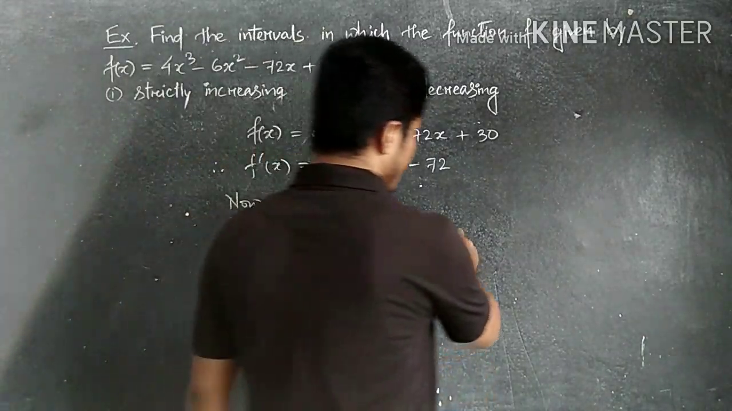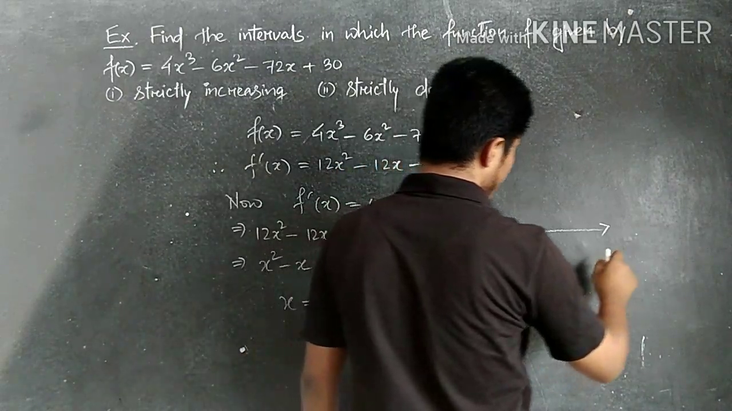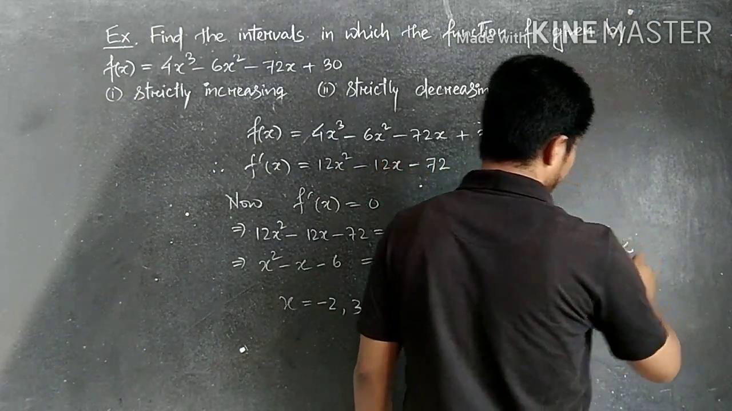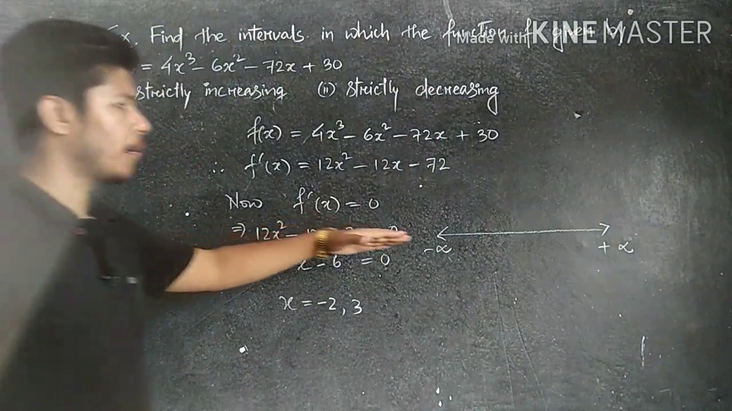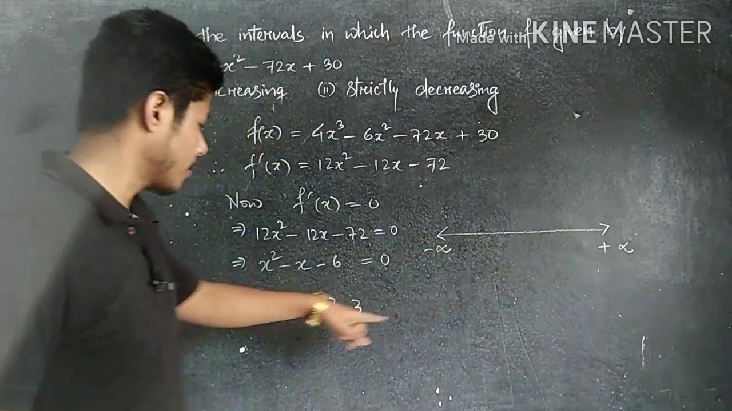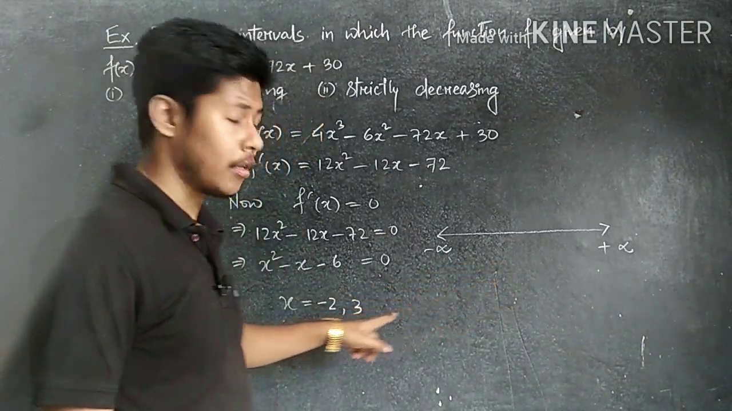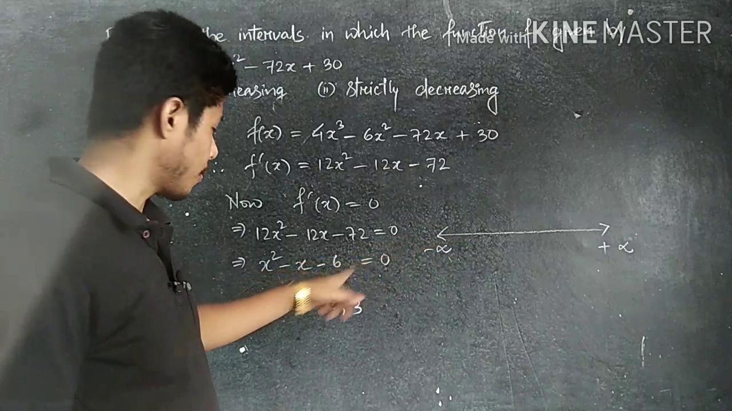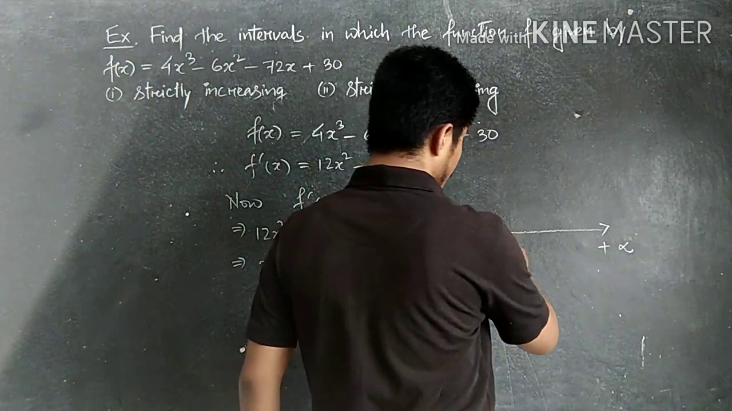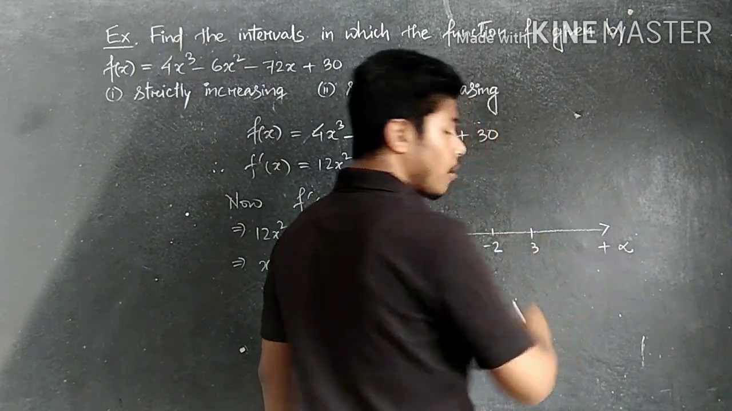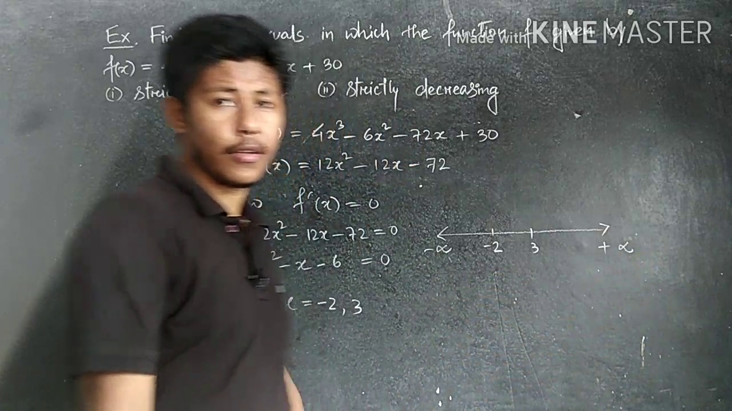So now here, in case of number line, this one is minus infinity, this one is plus infinity. According to the number line, we have to put the points here. There are two critical points, we will put them here. So first of all, which one we have to put? 3 or minus 2? Obviously minus 2. So first of all you have to put minus 2 and then 3 according to our number line.